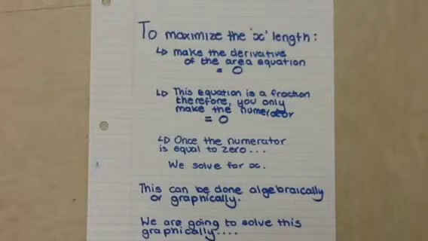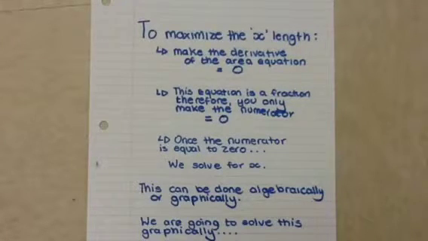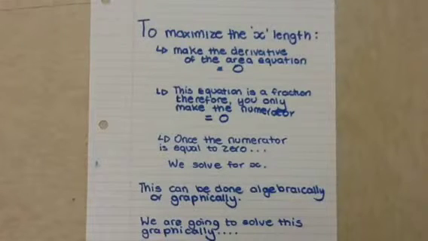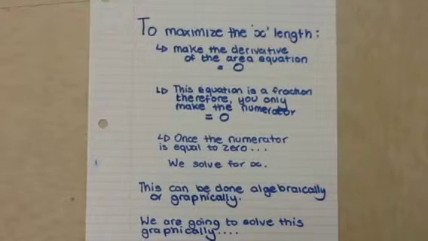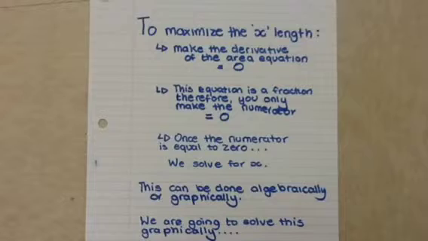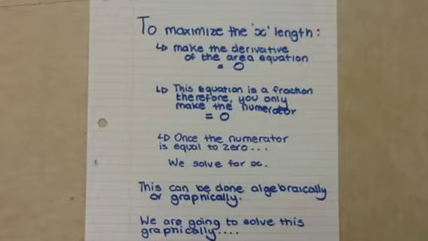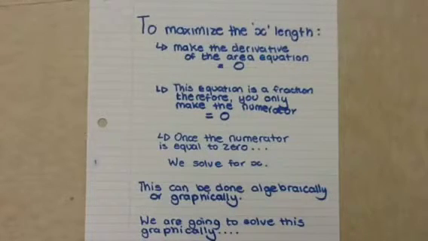Now we are going to try to maximize the x length. To do that, we are going to make the derivative of the area equation equal 0. This equation is a fraction, therefore we are only going to focus on the numerator. This can be done algebraically or graphically. However, we are going to do it graphically because solving it algebraically is a pain.